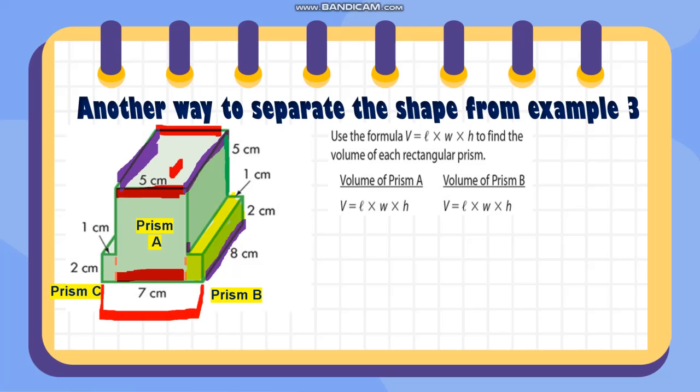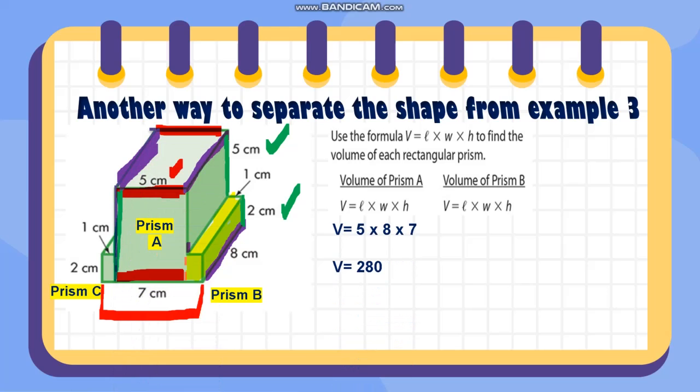And since I cut it here, so my height is until from the top to bottom. So I have 5 and I have 2. So 5 plus 2, that is 7. That's why my height is equivalent to 7 centimeter. So the length, the width, and the height, 5 by 8 by 7 is equivalent to 280.